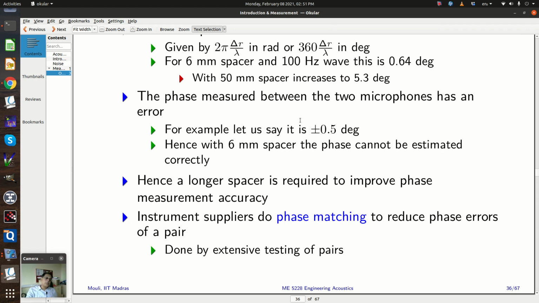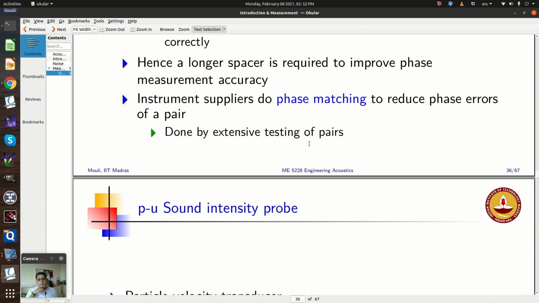So even though phase matching is done, the way it is done is basically they will manufacture several microphones, then they will test pairs. So that is why it is costly. I remarked somewhere that each microphone is about 1 lakh rupees if you want to buy a single microphone. Now if you want a phase match, because they have to do extensive testing, suddenly instead of being 1 plus 1, 2 lakhs, it will be about 3 lakhs, 3.5 lakhs, because they have to actually test several pairs of microphones that they have manufactured and give you the microphone that will meet this plus or minus half a degree.